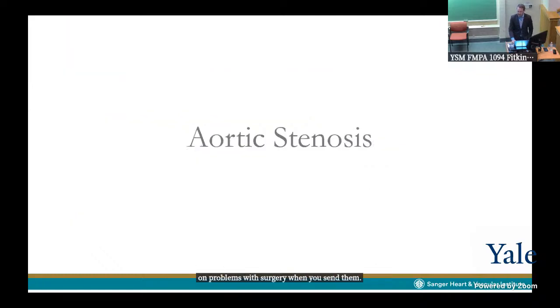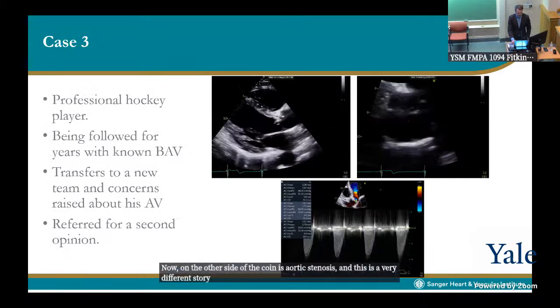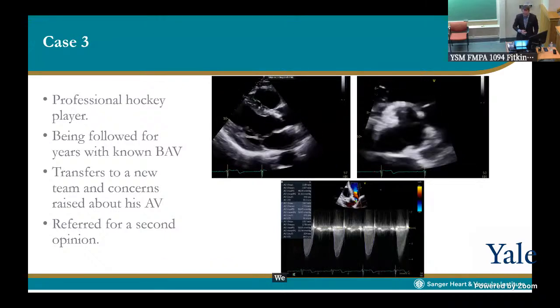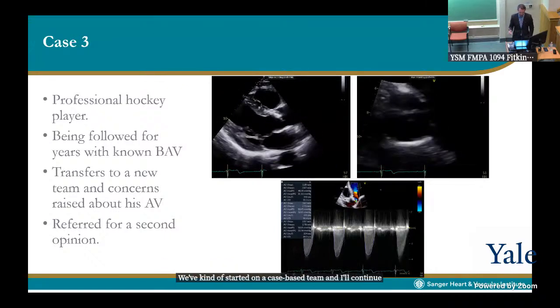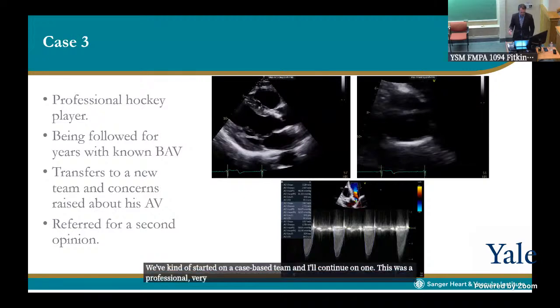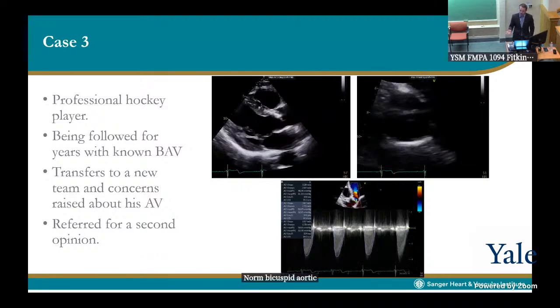Now, on the other side of the coin is aortic stenosis, and this is a very different story. We've kind of started on a case-based theme, and I'll continue on one. This was a very well-known professional hockey player. He had a known bicuspid aortic valve, followed for many years, transfers to a new team, and they do their assessment, and they're very nervous and refer him for a second opinion.